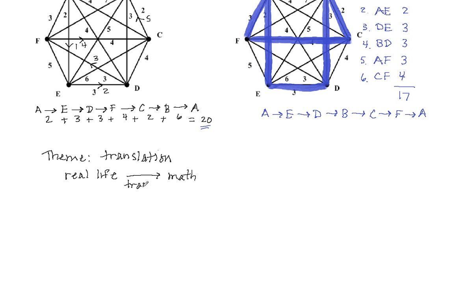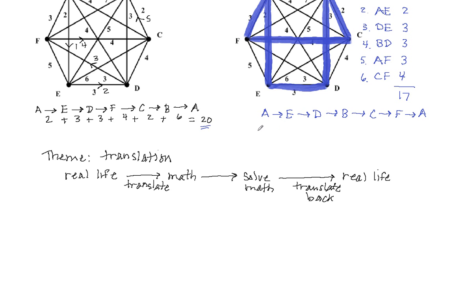So we draw the graph. Okay, then we solve the math. And then once we've got the graph solution, like we did here, we could translate back to real life. Okay, so we go back to real life. So like with the delivery problem, then we go back and say, well, here's the order you do things in. So translate back. So take a real life problem, translate to math, solve in math, translate back to real life. Okay, that's the theme of the chapter. So that's an important idea that I want you to know. So that's fair game for me to ask that.